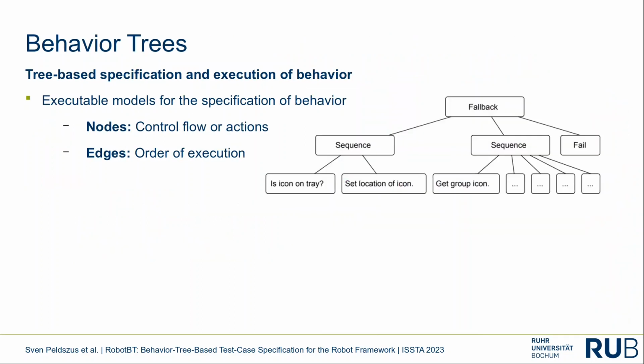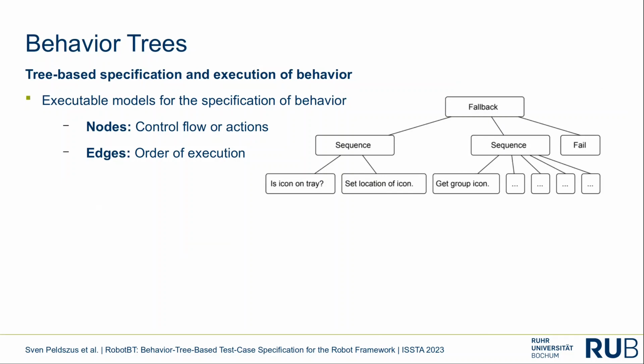And behavior trees are one way that allows us to specify such behavior, like searching for an icon where we can have different conditions under which we have to look at different positions, for example. In behavior trees, we encode the logic in a tree where the nodes represent control flow or actions to be executed, and edges represent the order of execution. So in this figure here, I have an example behavior tree that realizes the testing that I have shown to you on the previous slide.